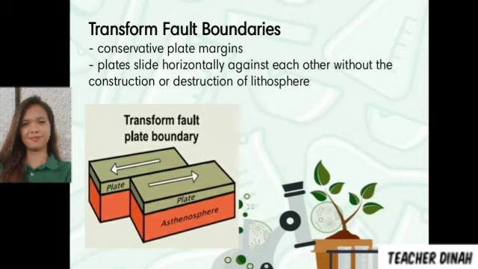Next, we have transform fault boundaries. Transform fault boundaries are conservative plate margins. The plates slide horizontally against each other without construction or destruction of lithosphere. It is also called conservative plate boundaries because they involve no addition or loss of lithosphere at the Earth's surface. So always remember, when you say transform fault boundaries, the two plates slide horizontally against each other. No construction or destruction.